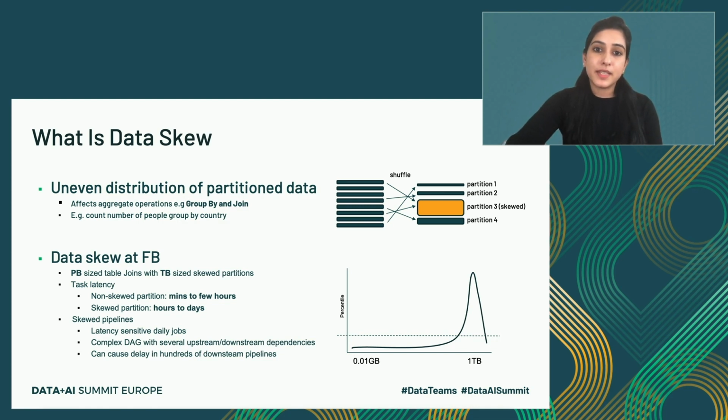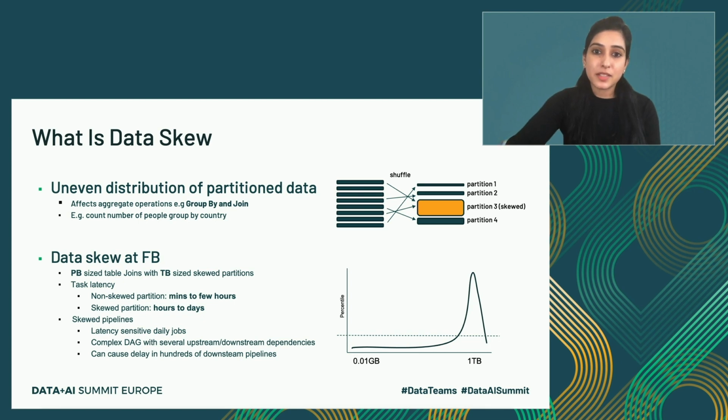The effect of data skew at Facebook is further exacerbated because of the scale at which we operate. We have petabyte-sized table joins and terabyte-sized skewed partitions. In terms of task latency, the non-skewed partitions are processed within minutes to few hours, whereas processing skewed partitions takes anywhere between multiple hours to days.